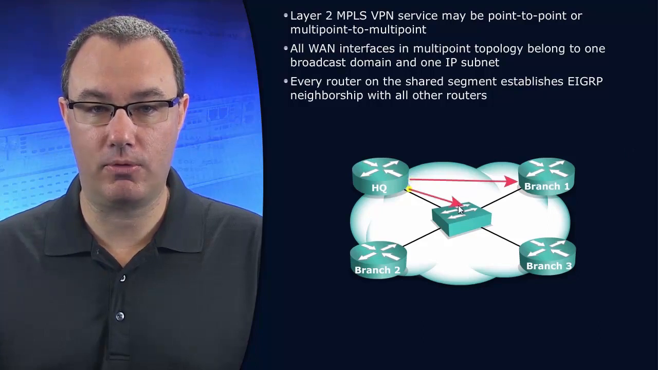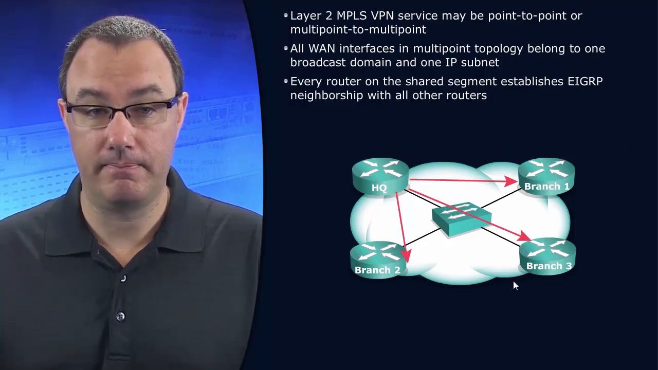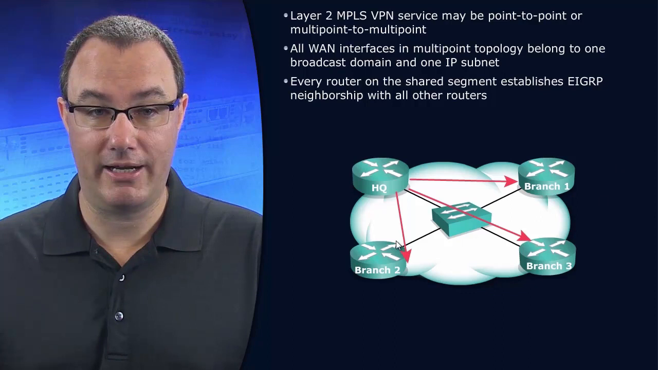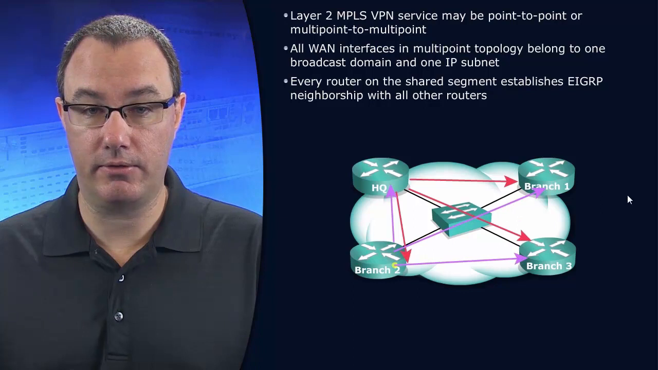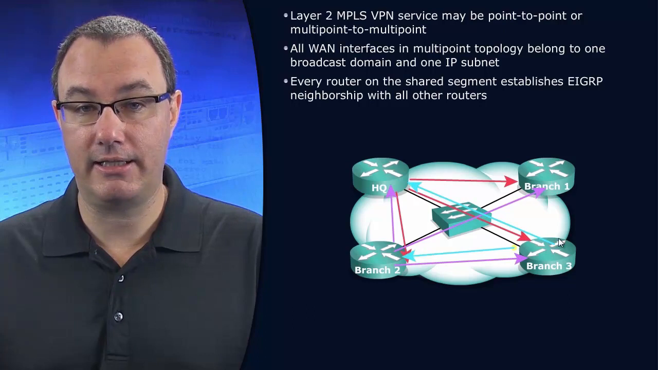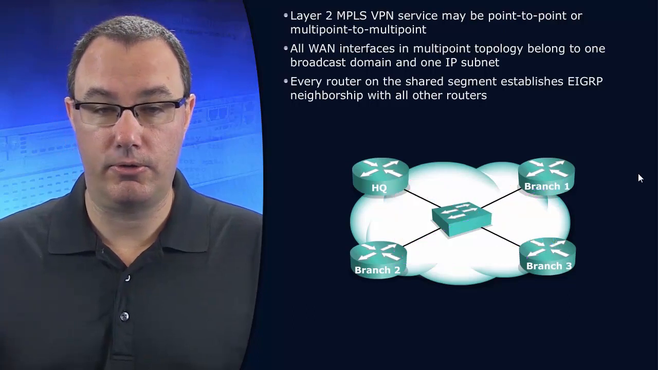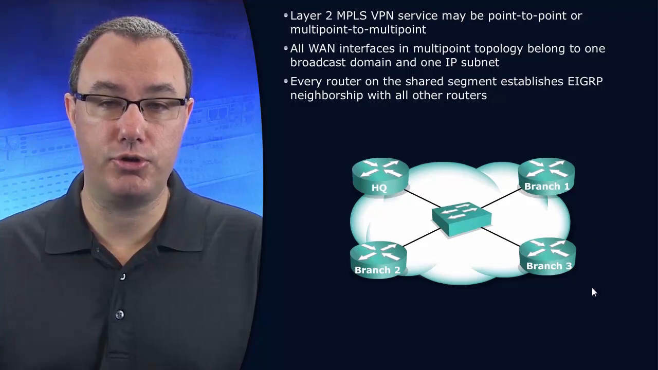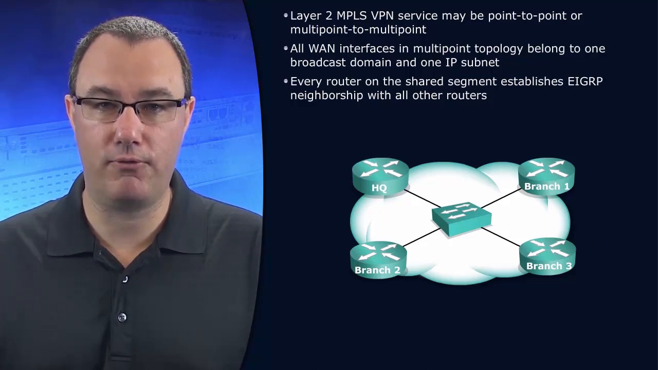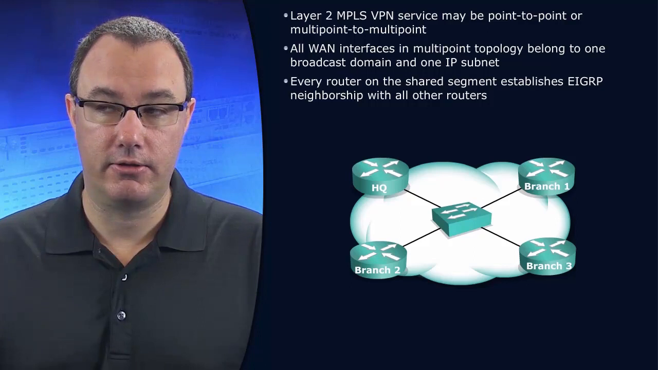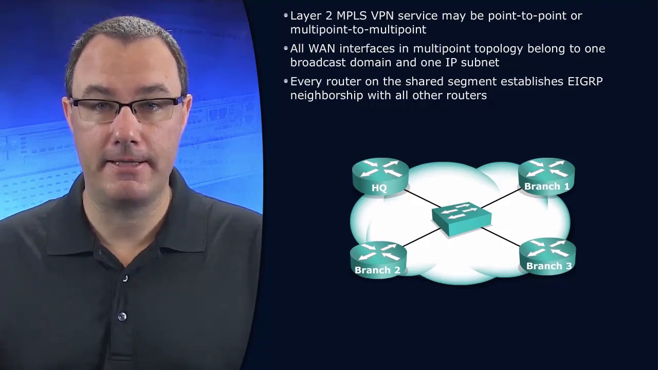Sure, there are provider edge and provider routers, but what it looks like to us is, for instance, let's just look from headquarters. Headquarters would be peered to branch 1, 2, and 3, and vice versa. Branch 2 would be peered to the other routers. Branch 3 would be peered to the other routers. You get the idea. So the core in a layer 2 MPLS environment is transparent to us, and it makes things a little bit more streamlined and straightforward for us. And some locations prefer this implementation.